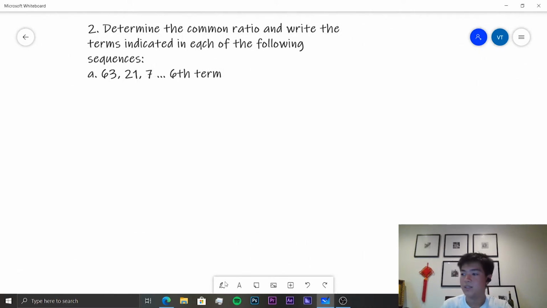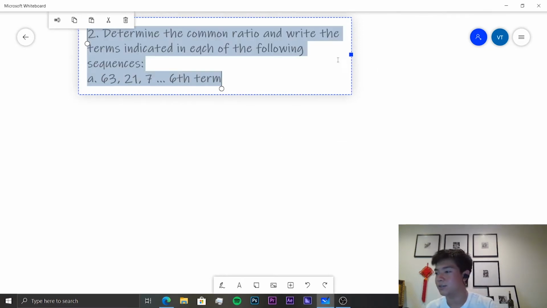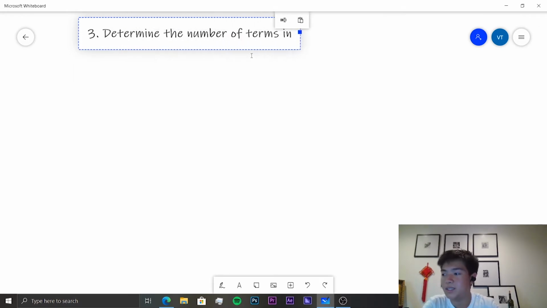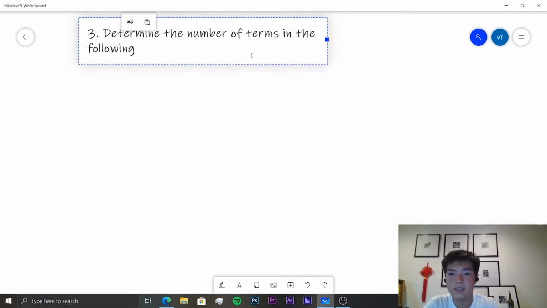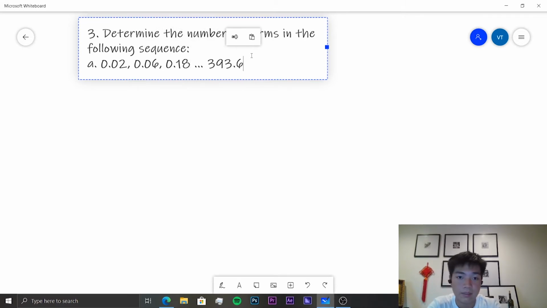Okay, I'm going to skip this one. Let's get to some more interesting questions. Determine the number of terms in the following sequence. And this is 3a, and it's 0.02, 0.06, 0.18, all the way to 393.66. Okay.